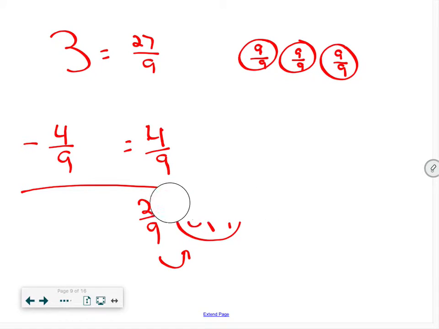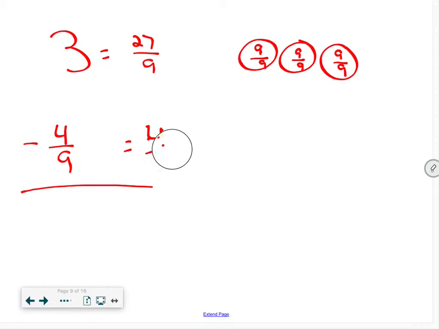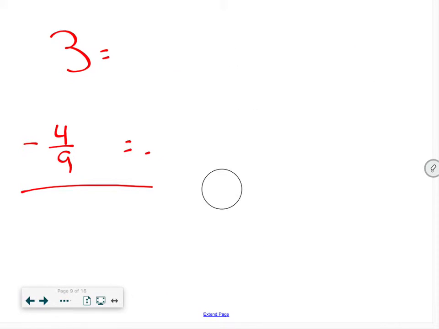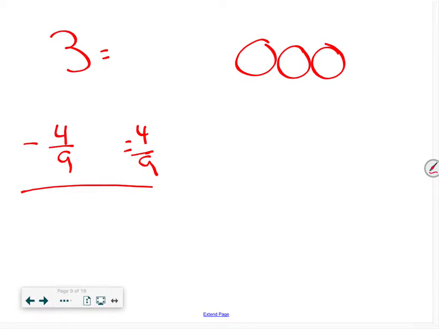Or, I like this way better, to do a little bit less work. I can remember that I have 4 ninths, and I know again that I have 3 pizzas, but instead of cutting all of the pizzas, I really only have to cut 1 pizza into 9 ninths. And the other two I can keep whole.